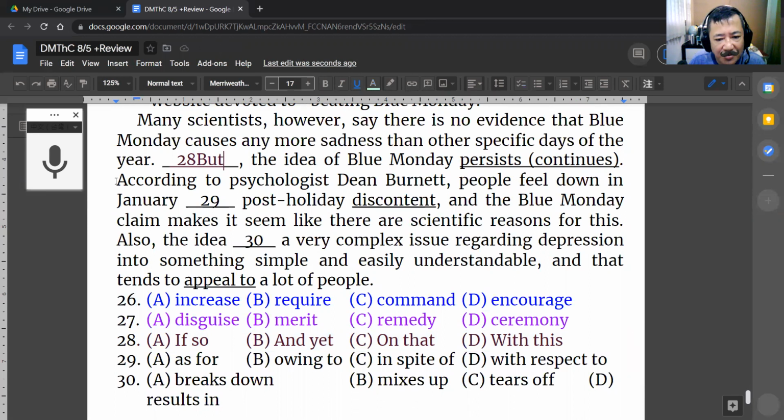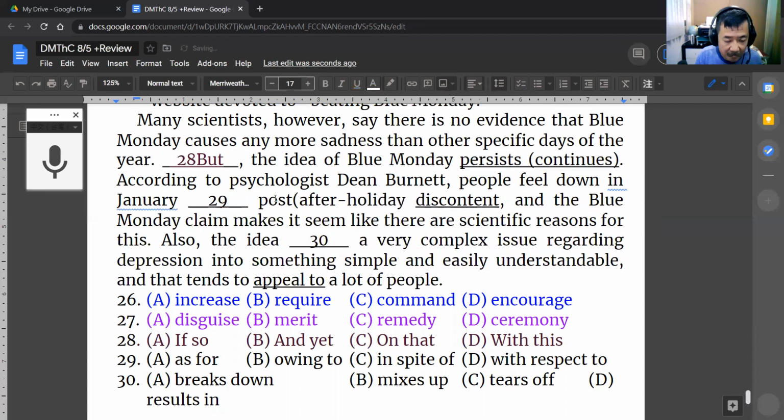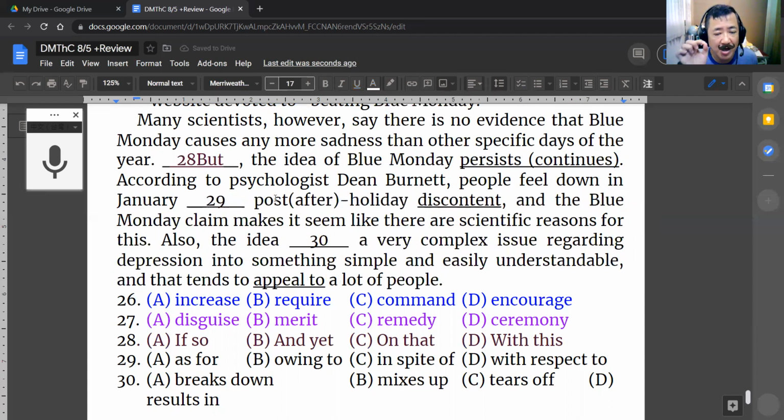According to psychologist Dean Burnett, people feel down in January blank post-holiday discontent. Post means after. Remember, in America, late January is when they go back to work. When it is after the holidays, the big holiday, Christmas, New Year, 放到头1月中左右, right? So it's an after-holiday sadness, discontent, right? 不满, 不满.